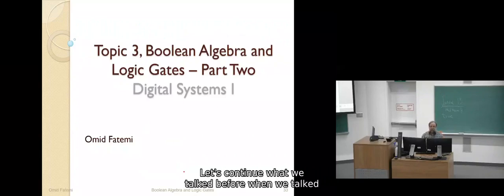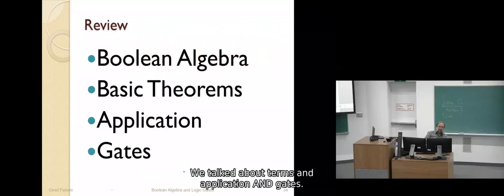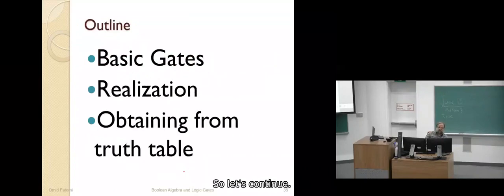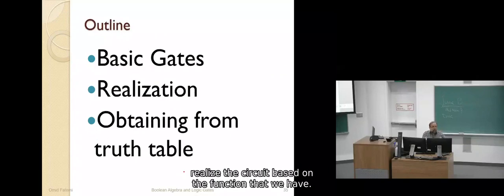Okay, let's continue. What we talked about before, we talked about Boolean algebra and also started looking at the gates. We talked about theorems and applications and gates. So let's continue. We go to gates and to show you how to realize a circuit based on the function that we have, using a truth table to do that.